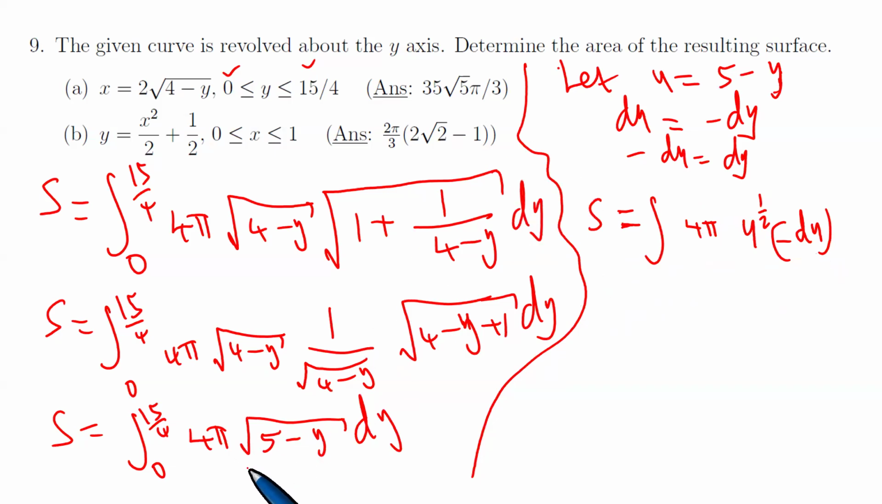We need to change the limits of integration. Because we have dy, we must change to the new variable u. Let us change those quickly. Whenever y is 0, you put a 0 here, it's going to be 5 minus 0, giving us 5. So it's going to be 5.